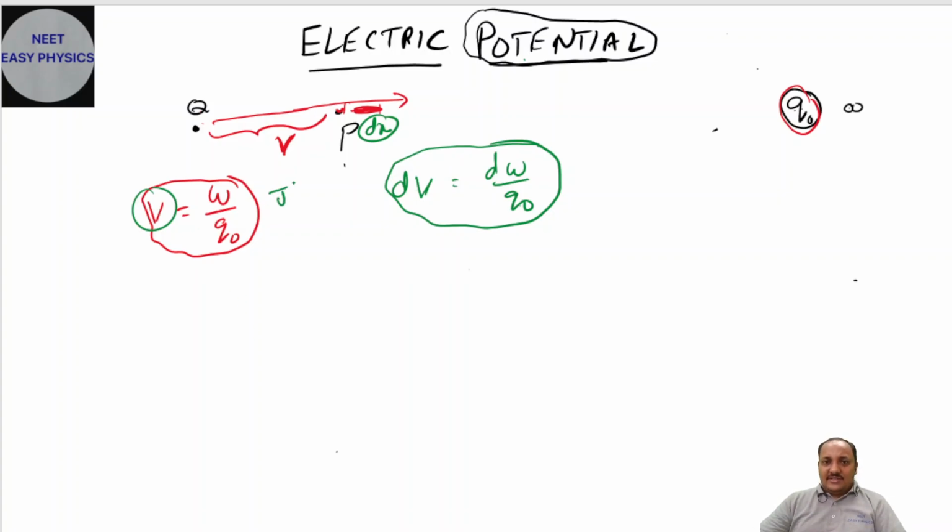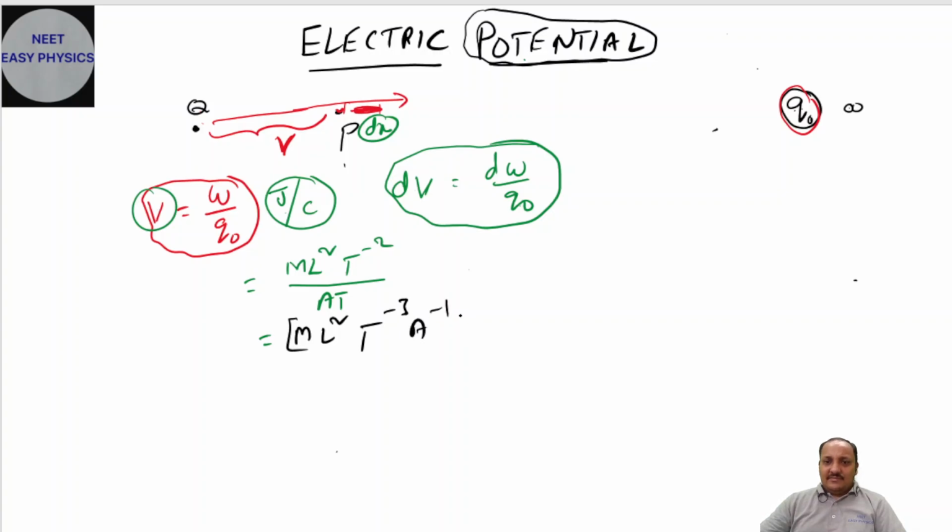What is the unit for this? Joule per coulomb. The dimension formula also you will write. What is the Joule dimension formula? ML square T power minus 2. Joule is nothing but the unit of energy. Coulomb, what is the Coulomb dimension formula? AT. So the final dimension formula is M L square T power minus 3 A power minus 1. Okay, so this is the dimension formula for potential or voltage.